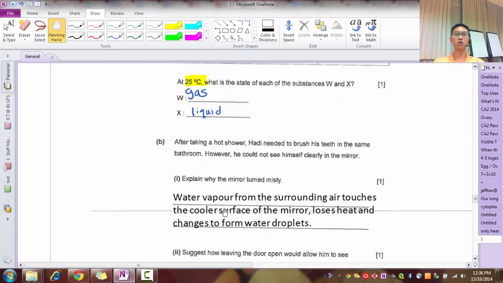Now after taking a hot shower, needed to brush his teeth, but he sees that it's misty. So the reason is because when he bathed, presumably he's using a hot shower, so heat, it causes evaporation. So then the hot water vapor or the warm water vapor from the surrounding air will touch the cooler surface of the mirror, loses heat, changes to water droplets, and thus forming the mist.